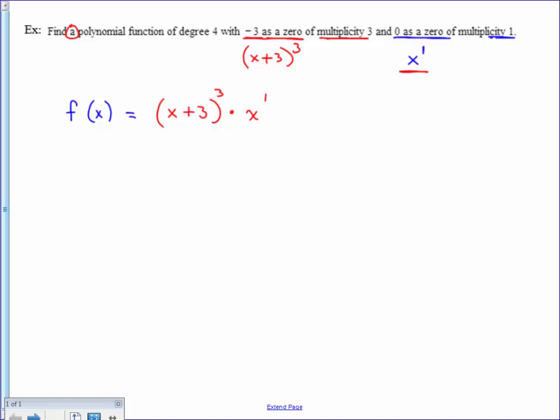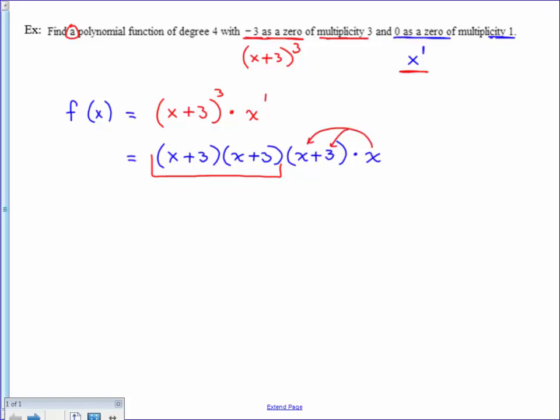Now, polynomial means sums and differences of terms. This is a product. This is not sums and differences. So what I'll have to do is expand it out. Now, x plus 3 being raised to the third means that x plus 3 is multiplied times itself 3 times. Okay, and I still have this x back at the end. What I would do is do this by pieces. I would FOIL those two pieces together, and then I would take this x and distribute it into here. So do those two pieces.